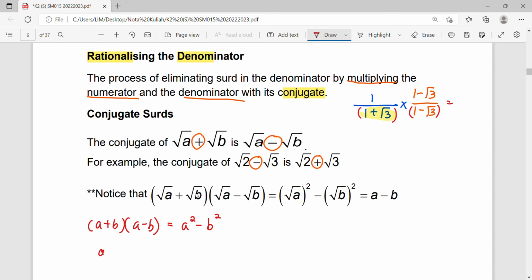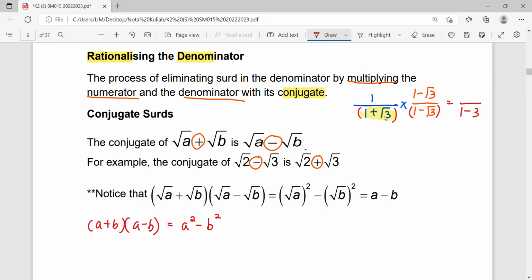A times A is A square, A times B here, negative AB. Then B times A here, positive AB. Then B times B at the back, negative B square. So notice that the AB plus minus cancel off. So go back here. When you have A plus B times A minus B, we can go for A square minus B square. So when we have 1 square here, still having 1, correct?